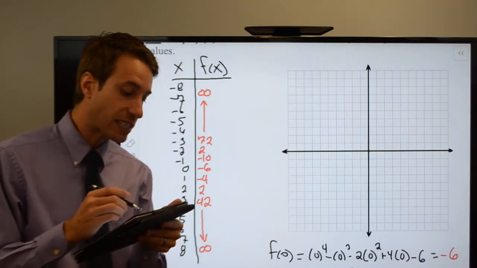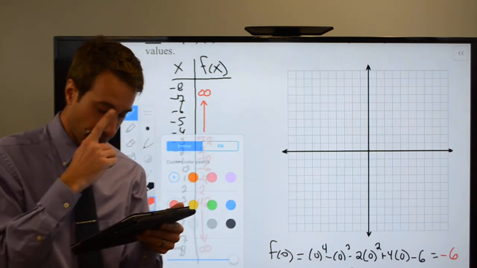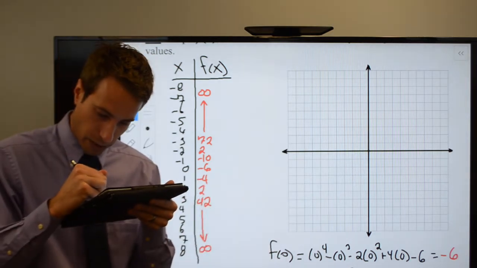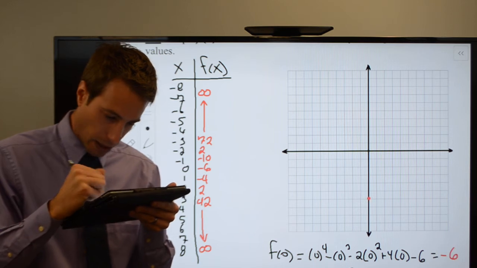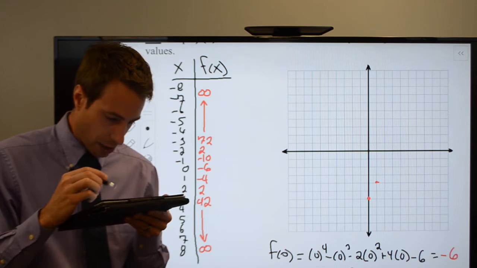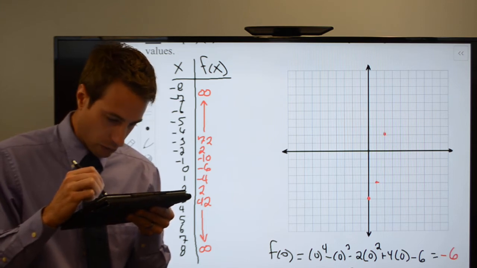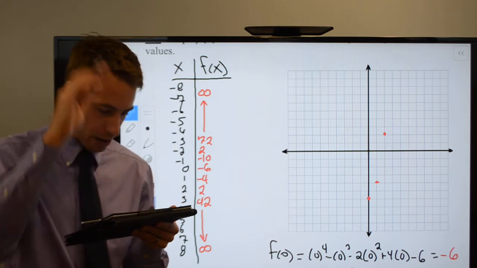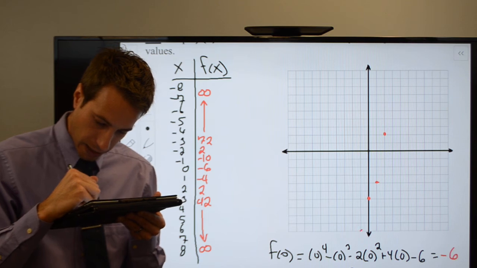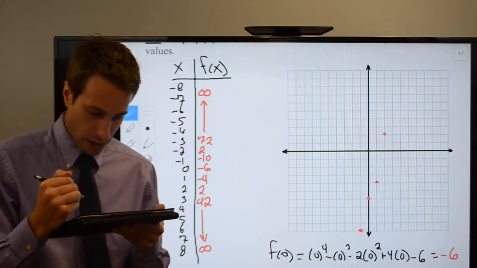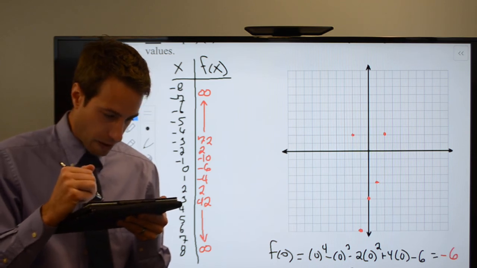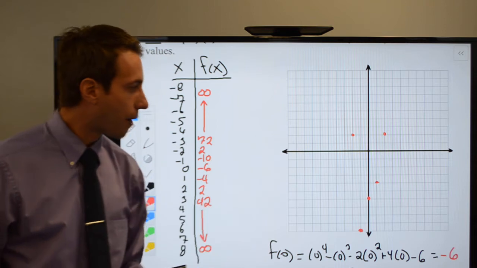So let's plot the ones that we can and get this guy graphed out. 0, negative 6. 1, 2, 3, 4, 5, 6. Got a point right there. 1, negative 4. Right there. 2, 2. 3, 42. I don't know, that's way off the reservation. Let's see, negative 1, negative 10, right down there. Negative 2, positive 2, and then negative 3 again, way off the reservation.